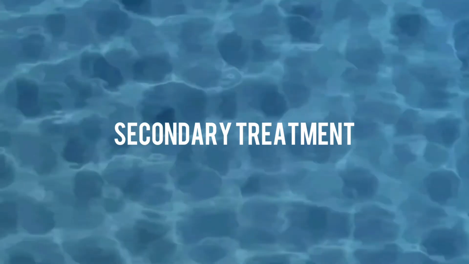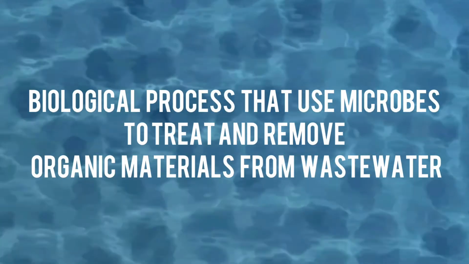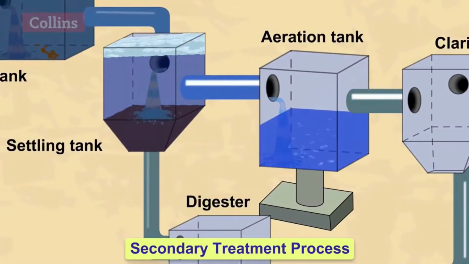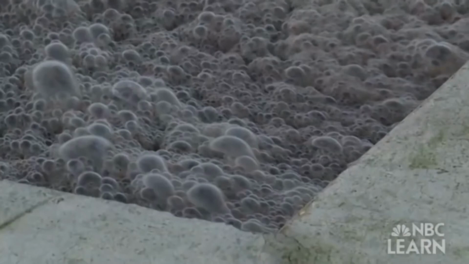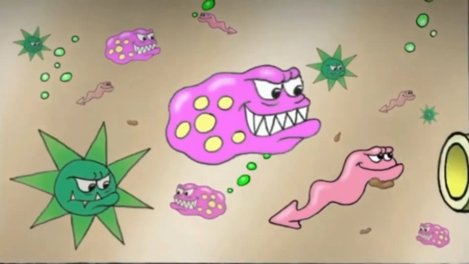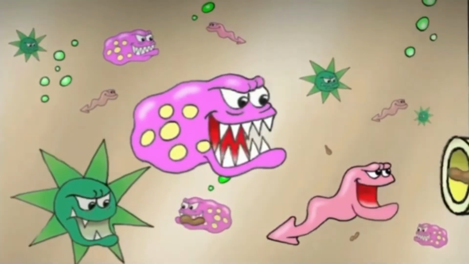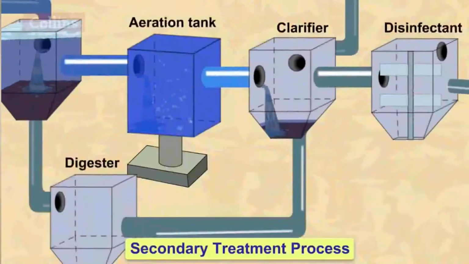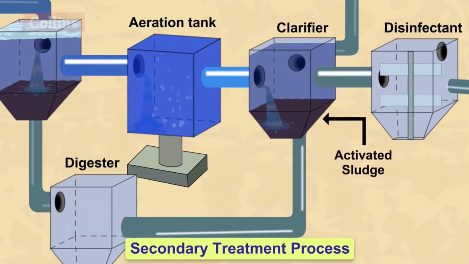Secondary treatment is a biological process that uses microbes to treat and remove organic materials from wastewater. The clarified water from primary treatment process is transferred into an aeration tank where air blowers bubble air, which help the aerobic bacteria to grow and feed on the organic contaminant such as food waste, feces, and other organisms. The mixture then flows from the aeration tank into the clarifier where activated sludge settles out by gravity.